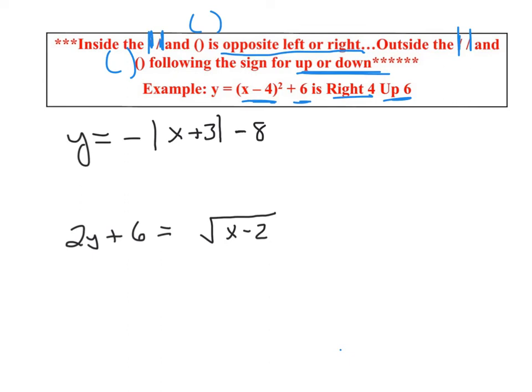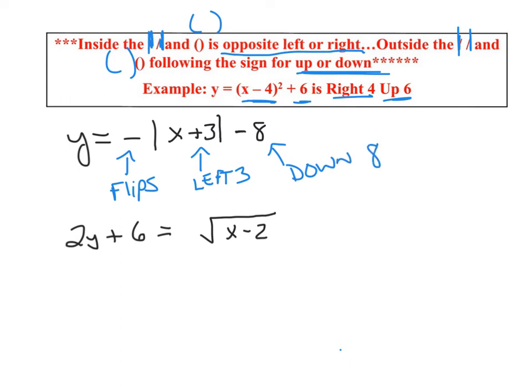Okay, so you should have told me several things. What does that negative sign do? It flips it. So that flips it upside down. What does the inside part, the plus 3, do? You go the opposite way, so we're going to go actually left 3. And the piece on the outside tells you up or down. In this case, we are going down 8.